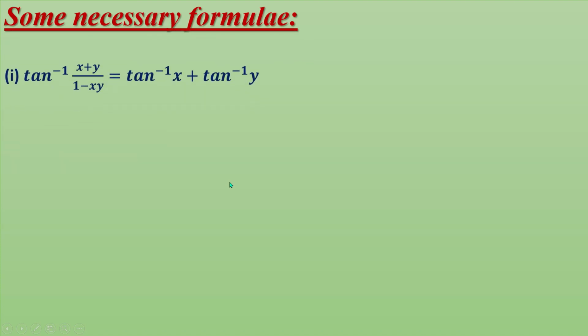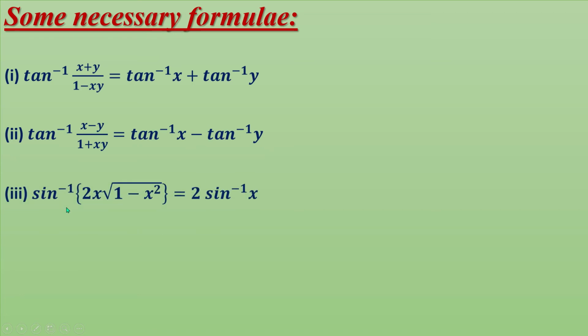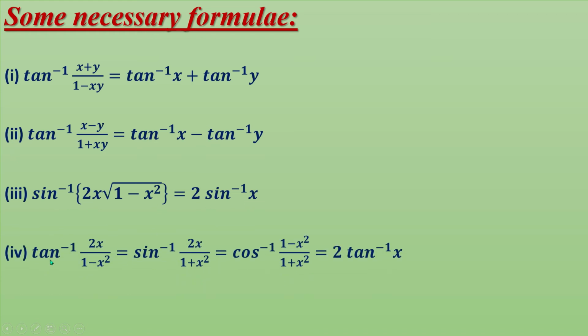Some necessary formulae: tan inverse of (x plus y) divided by (1 minus xy). From trigonometry you know this, it is tan inverse x plus tan inverse y. Tan inverse of (x minus y) by (1 plus xy) is equal to tan inverse x minus tan inverse y. Sin inverse of 2x square root of 1 minus x square is equal to 2 sin inverse x. And this formula is very important.